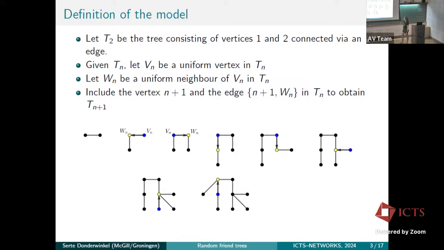Okay. So just to give you a formal introduction of the model, we start with T2, which is just two vertices with an edge between them. Then we pick a uniform vertex in our tree, that's going to be the blue ones here. Then we take one step of a random walk. Here we have not much to choose, and that's where we attach our new vertex. We continue like that: we pick a uniform vertex, take one step of a random walk, and attach a new node. That goes on and on. We're interested in properties of the resulting tree as n gets large.